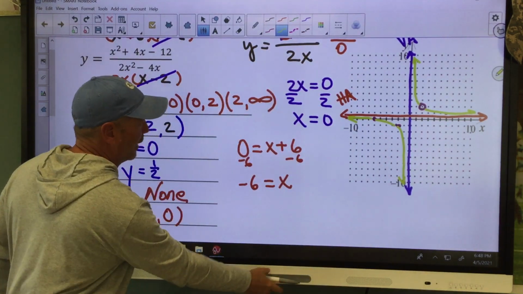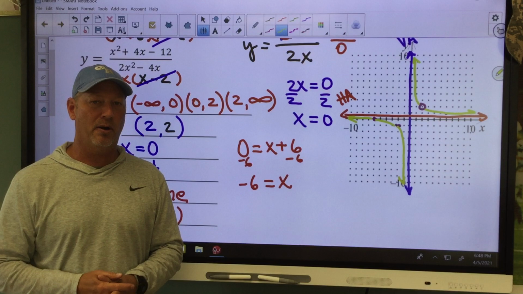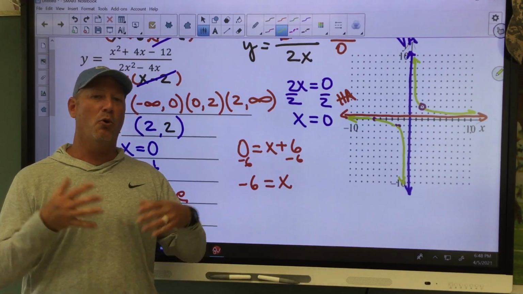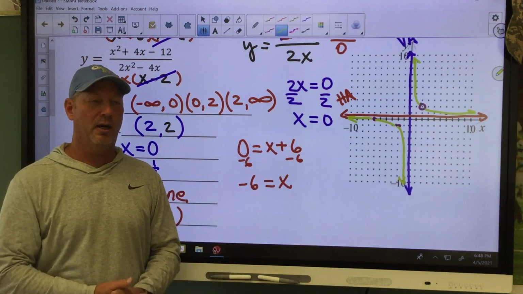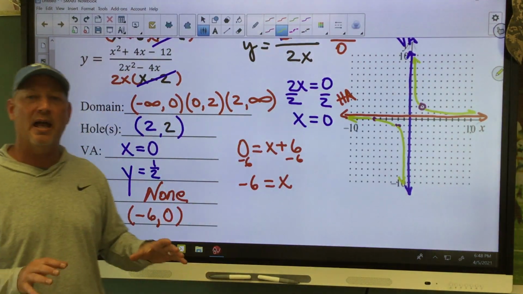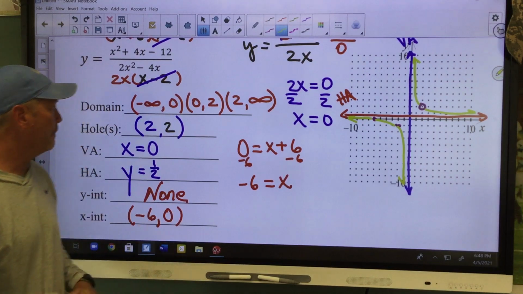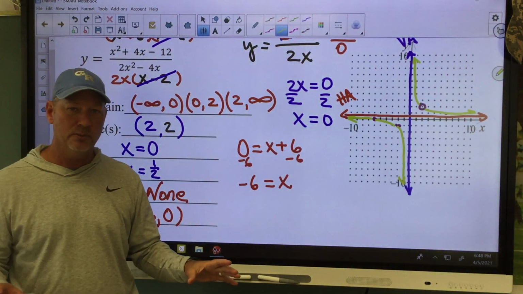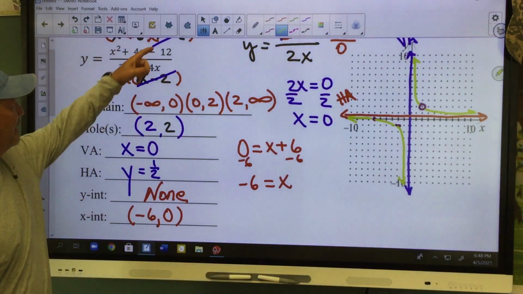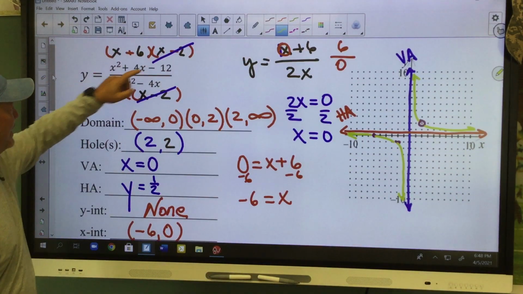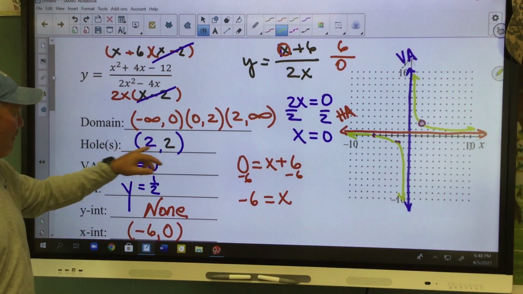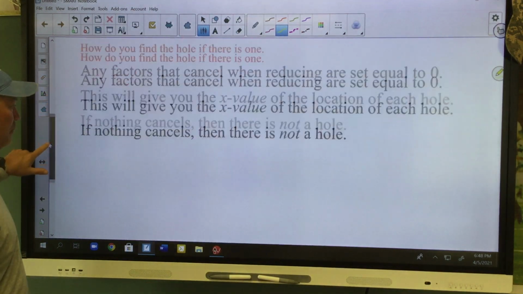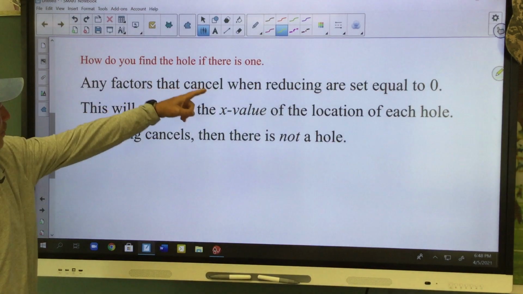So what's the tricky part? Probably the tricky part is taking it step by step. Don't try to do the whole thing in one big swoop. All right. Go small steps. Make sure you have notes and follow your notes. Okay. Find the domain before you reduce. If something does reduce, if something does cancel, you will have a hole. Look at your notes of how to find the hole. How do you find the hole?